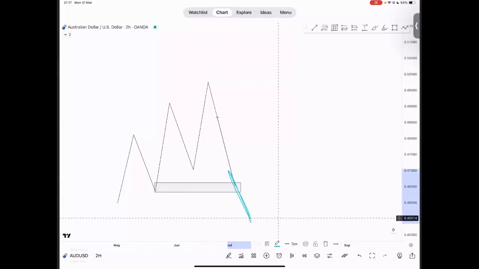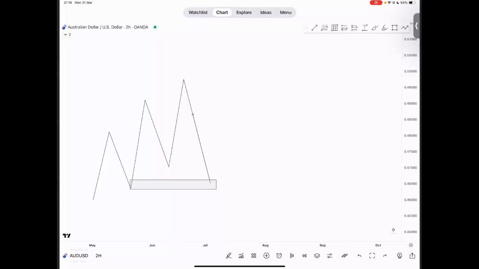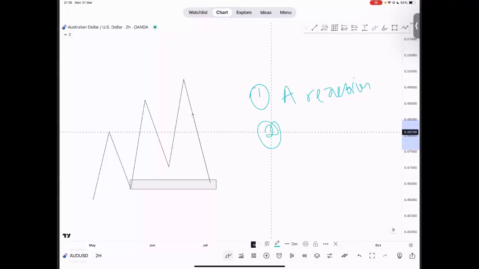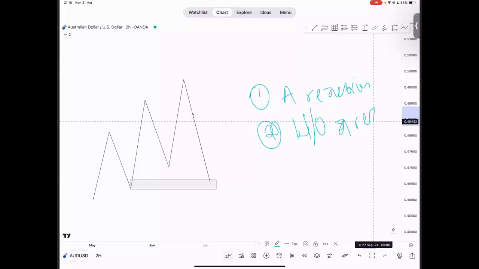So two things can be created when an order block fails, or when a demand zone fails. It depends on two conditions. One, when a demand zone fails with a reaction to it, or two, when it fails without a reaction. These are two ways that a demand zone can fail.